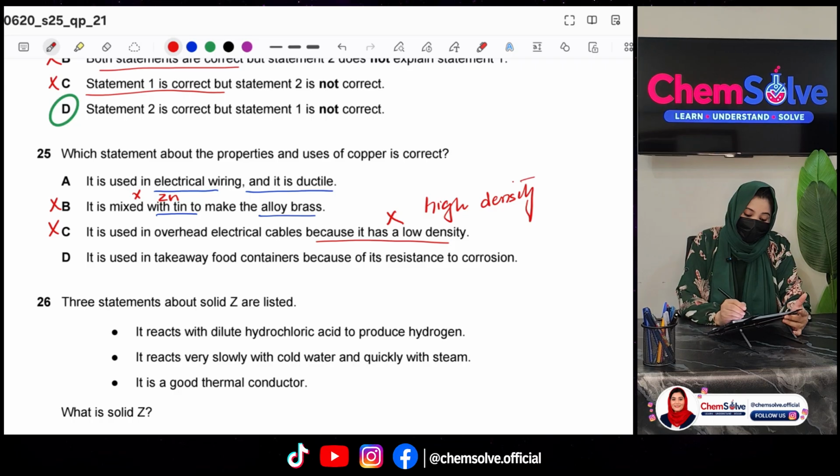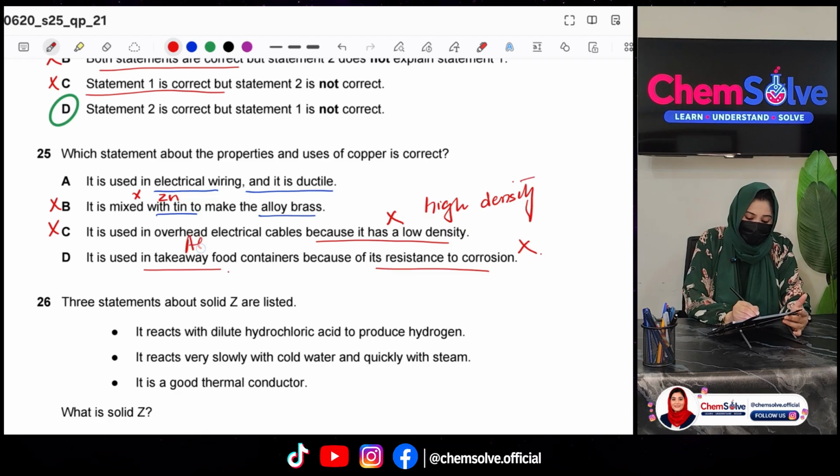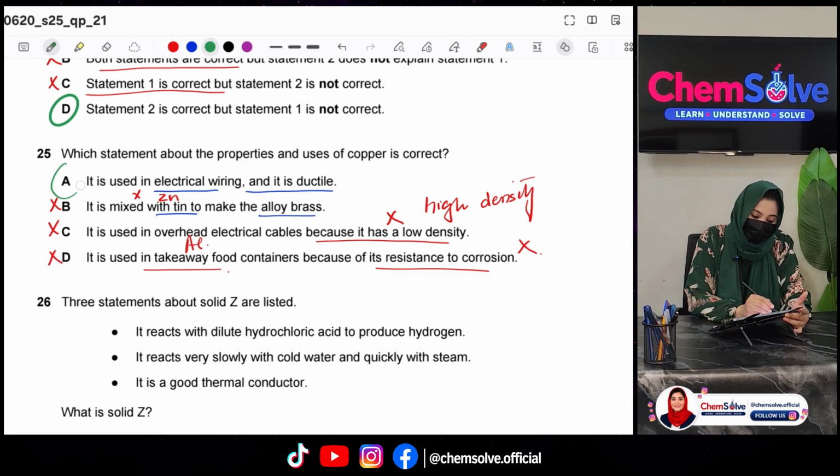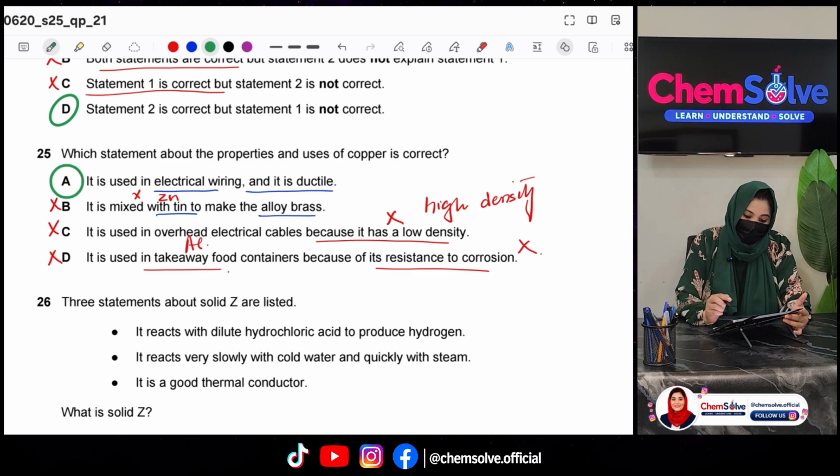It is used in takeaway food containers because of the resistance to corrosion. No, it's a reactive metal, and this is a property of aluminium instead. So this option is also incorrect. So the correct option is option A.